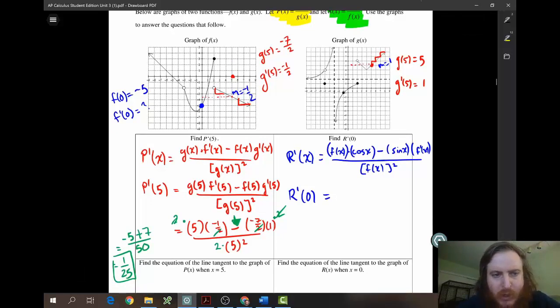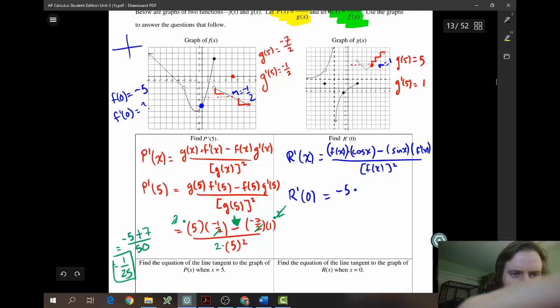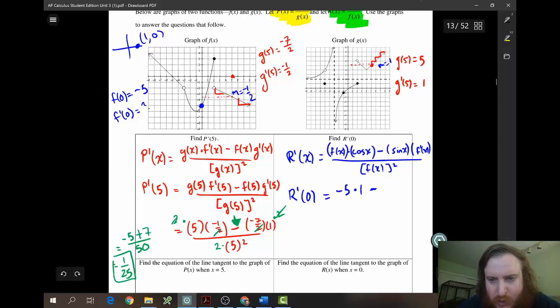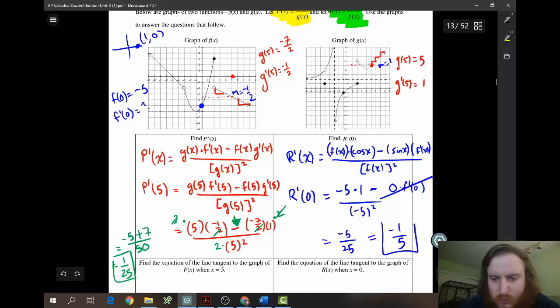So for f of 0, we said that was -5. Then times cosine of 0, right? On our all students take calculus chart, kind of 1, 0. So this is times 1. Then minus, sure enough, sine of 0 is 0 times f prime of 0. So it didn't matter what f prime of 0 is because the whole thing is going to go to 0. All divided by f of 0 is -5 squared. So this gives us -5 over 25, or -1/5. So there's our answer with that one.